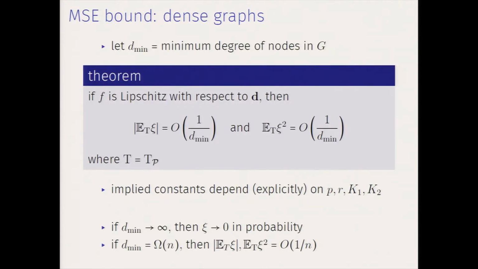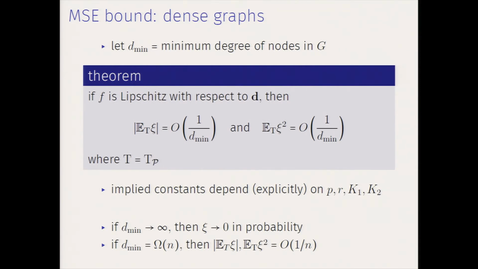So I'm going to now give two results about how our designs can eliminate interference. One's going to be applicable in dense graphs, and the other one in sparse graphs. We haven't really made any parametric assumptions on the graph. So let me start with the dense case. Let d min be the minimum degree of nodes in the graph.